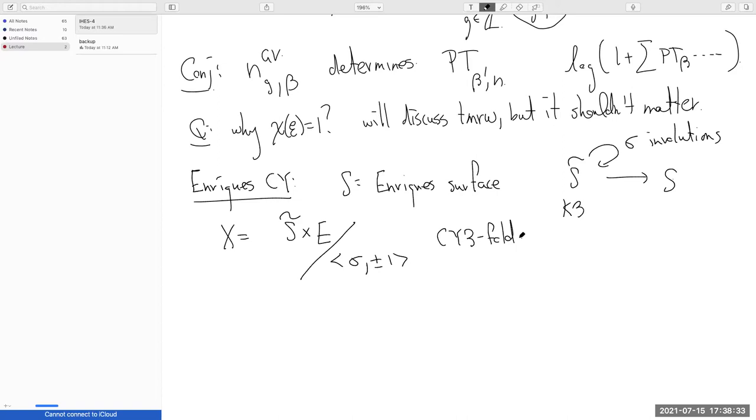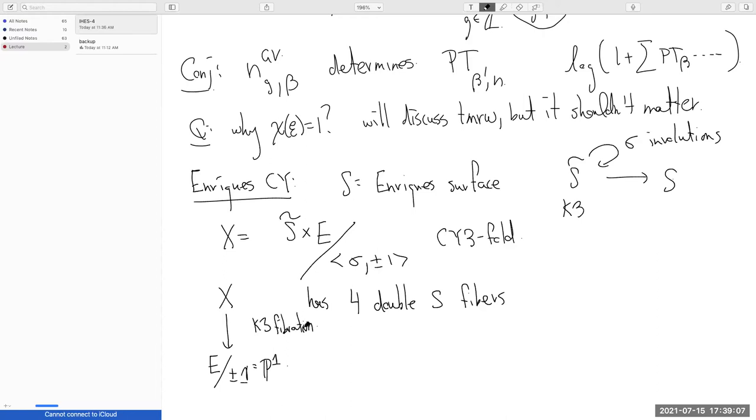The way you can think about it is that if I take X and project onto the E factor, I get a map to E modulo plus or minus one, which is just P1. Generically this has fibers that are this K3 surface S tilde, but it also has four double S fibers. This is a K3 fibration, but the singular fibers are non-reduced.